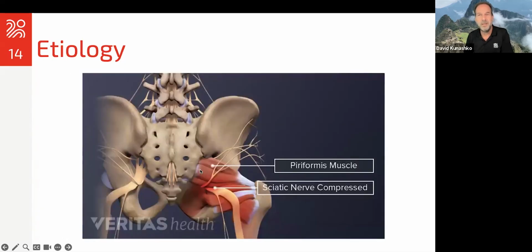Just in case you forgot where the piriformis muscle is, we all know where that is. You can see here. There are sometimes anomalies with anatomy, right? The sciatic nerve can actually pierce the piriformis. That definitely can be a problem, but it's pretty rare, and the only way to tell is to have imaging.